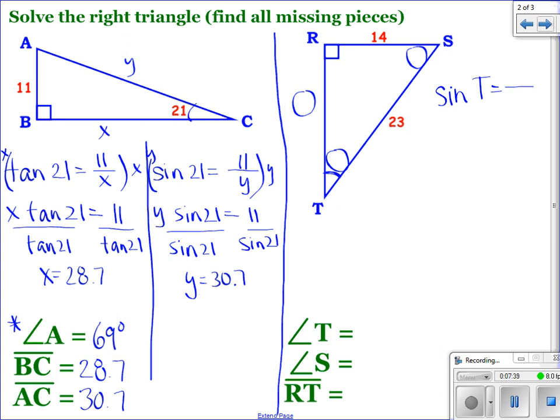Okay, so we're going to start with sine T is equal to, yep, make sure it's in the right order, okay, or it won't give you the right answer. So we'll use our inverse sine. Make sure you use that divide button in between the 14 and 23. How big is that angle? 37. 37.